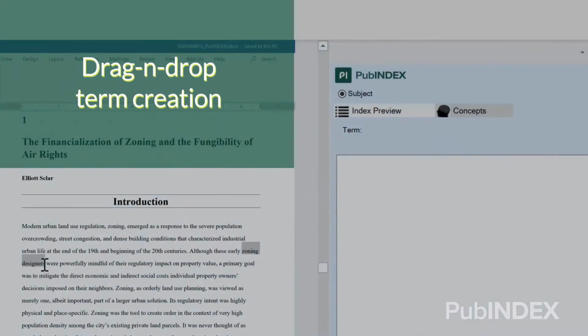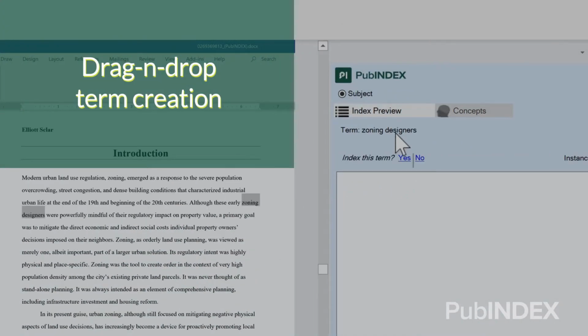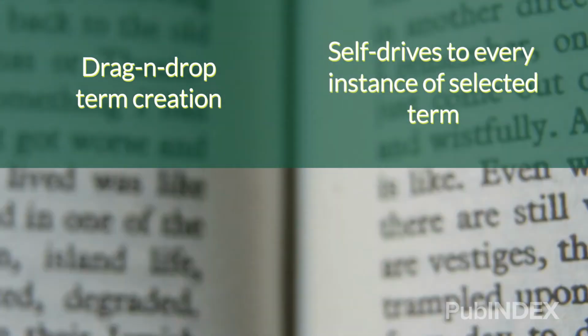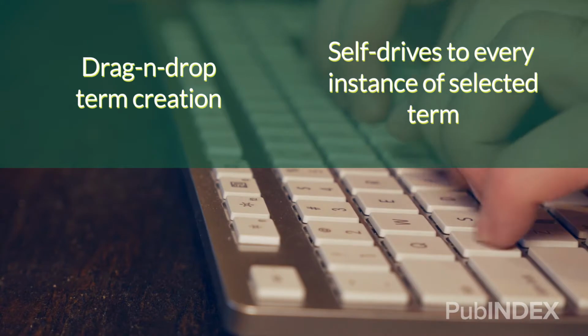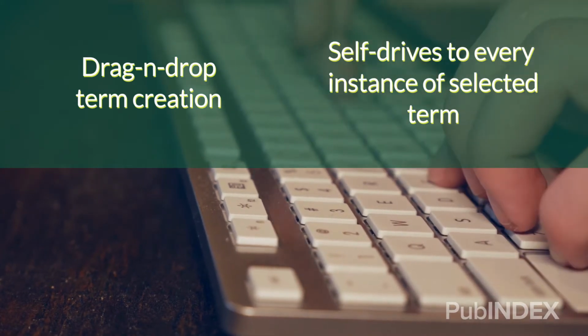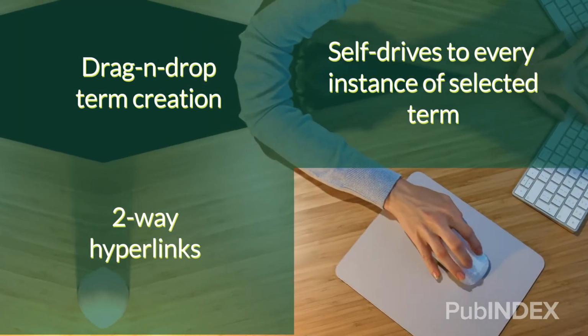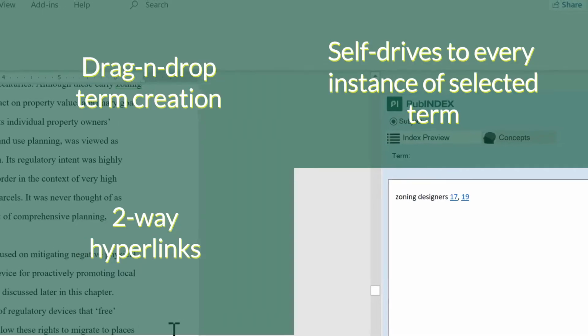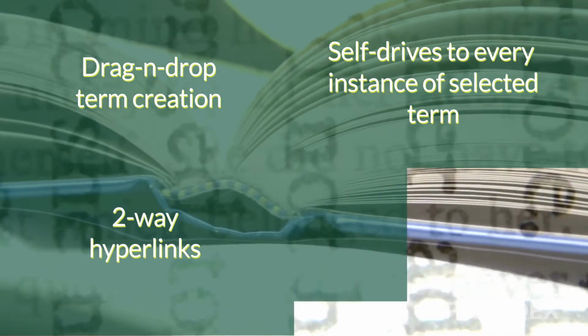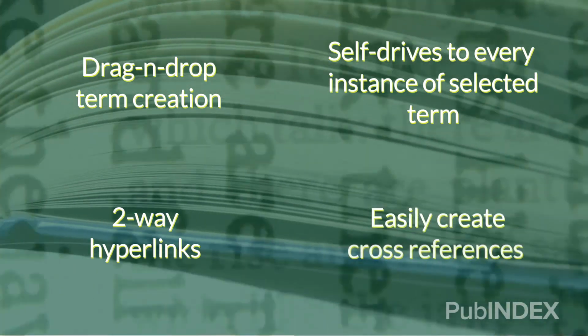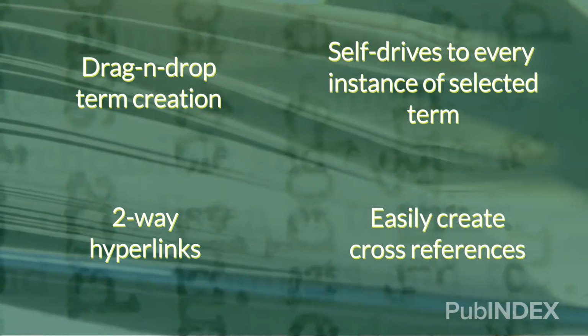PubIndex's powerful drag-and-drop feature virtually eliminates typing. PubIndex self-drives to every instance of a selected term and then returns the indexer to the starting point in the manuscript. Page references are created as two-way hyperlinks to the precise location in the manuscript, making reflowing a breeze. And the creation of see and see also relationships is a snap.